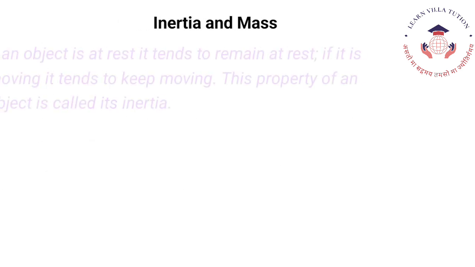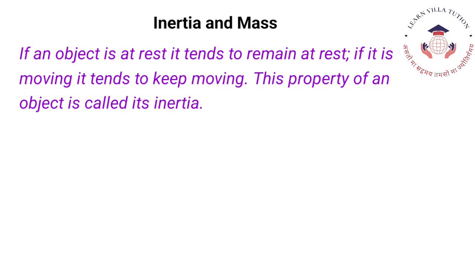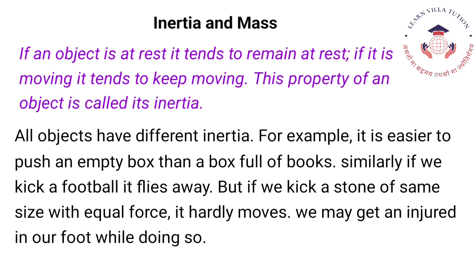Inertia and mass. If an object is at rest, it tends to remain at rest. If it is moving, it tends to keep moving. This property of an object is called its inertia. All objects have different inertia. For example, it is easier to push an empty box than a box full of books. Similarly, if we kick a football, it flies away. But if we kick a stone of the same size with equal force, it hardly moves. We may get injured in our foot while doing so.